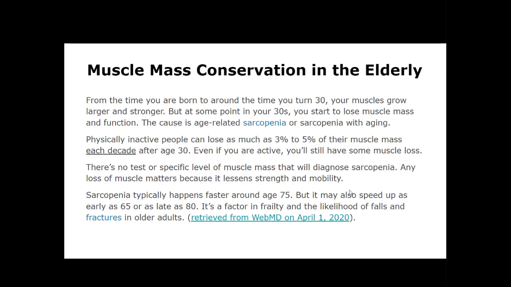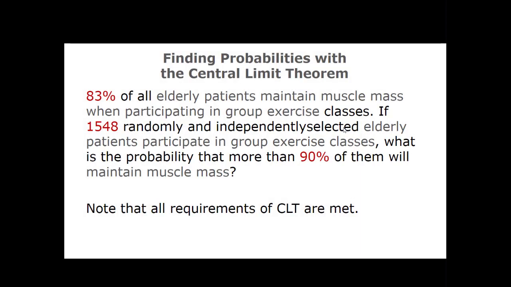Okay, so basically if we can have our seniors engage in something that is going to help their muscle mass, then they're less likely to fall or fracture bones, especially like hips, which is just horrible when an elderly person fractures the hip. So let's look at this example.